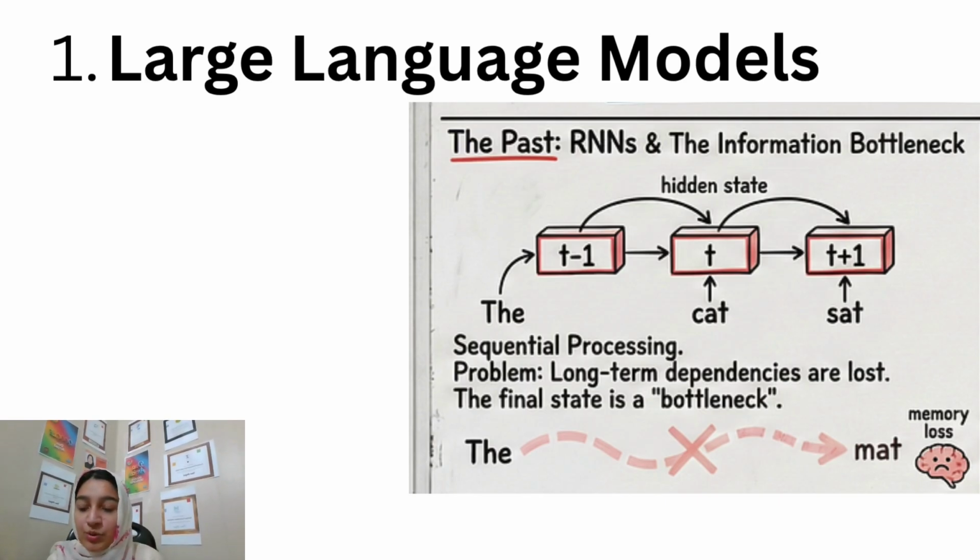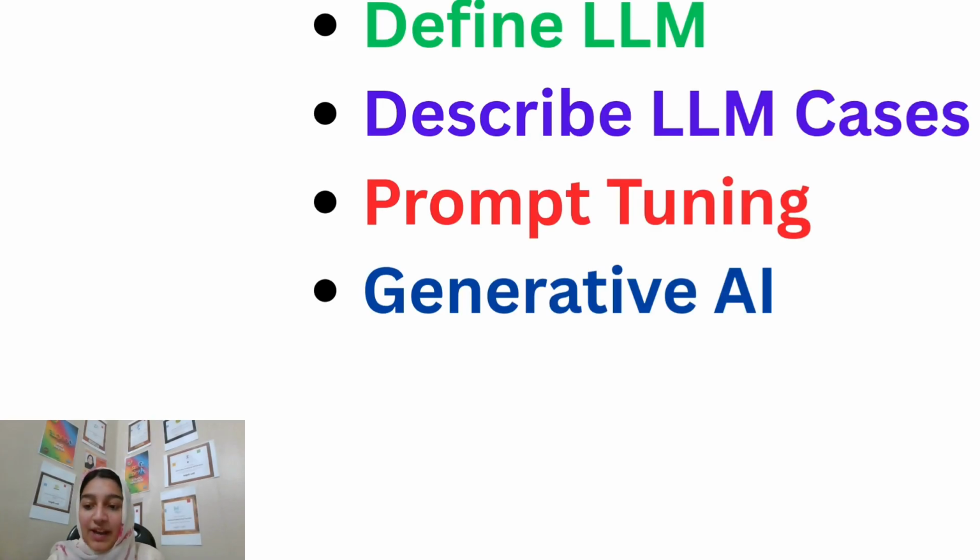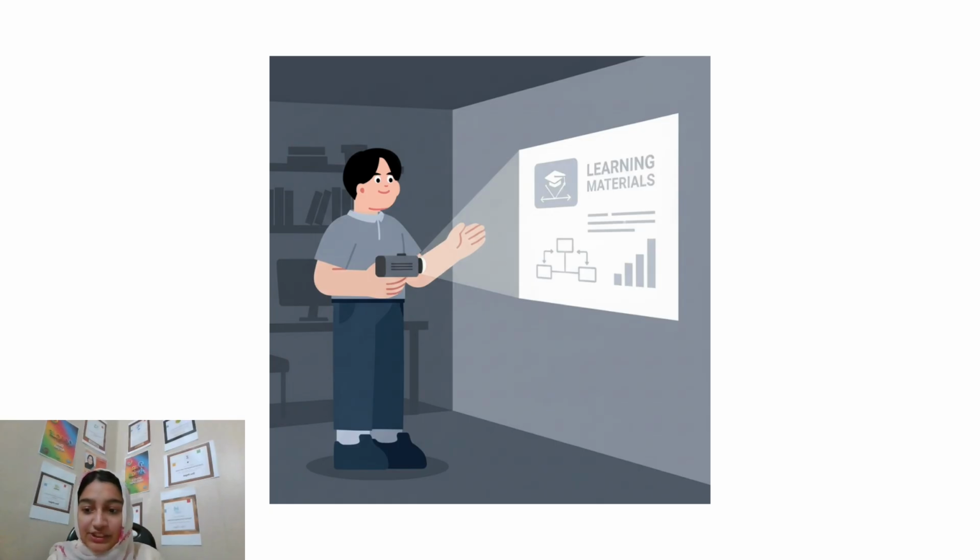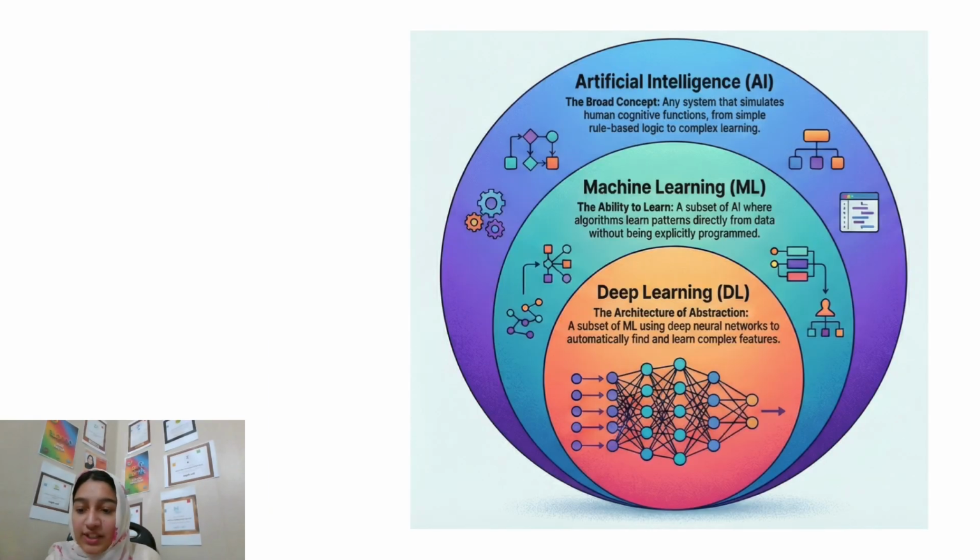In this course, you are going to learn to define large language models, describe LLM use cases, explain prompt tuning, and describe Google's generative AI development tools. Let's get into it. Large language models, or LLMs, are a subset of deep learning. To find out more about deep learning, check out our Introduction to Gen AI course video. LLMs and generative AI intersect, and they are part of deep learning.